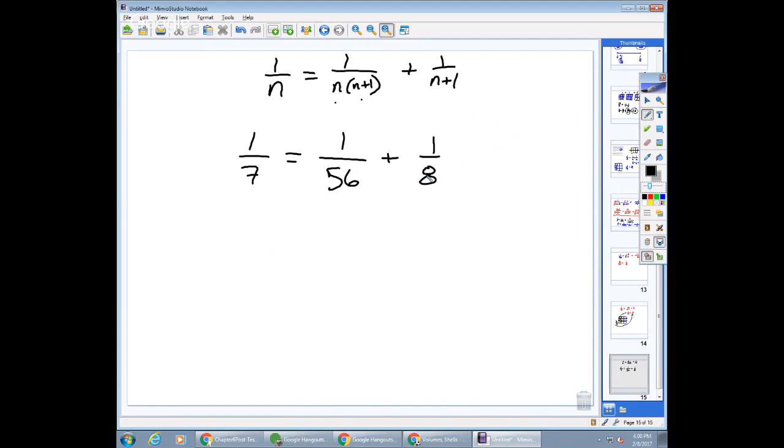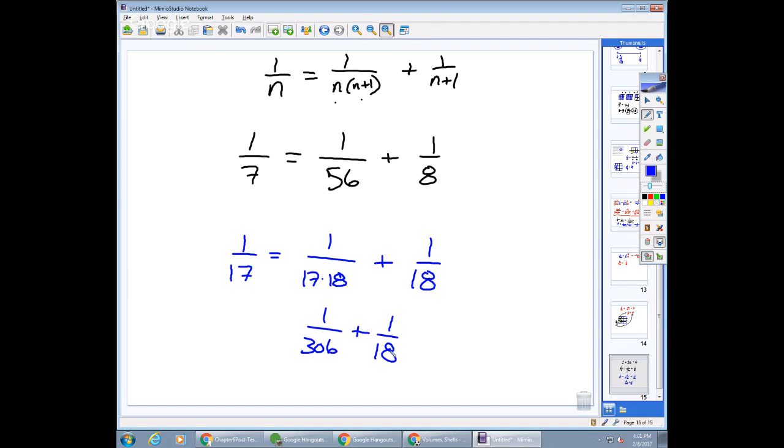We could do the same thing with 1/17. Now this one I can't do in my head. That would be 1 over whatever 17 times 18 is. Somebody with a calculator help me out there. Plus 1/18. Anybody's got a calculator? All right. What is it? 306. Okay. So according to this, if we take 1 over 306 and add it to 1/18, we should get 1/17 back.